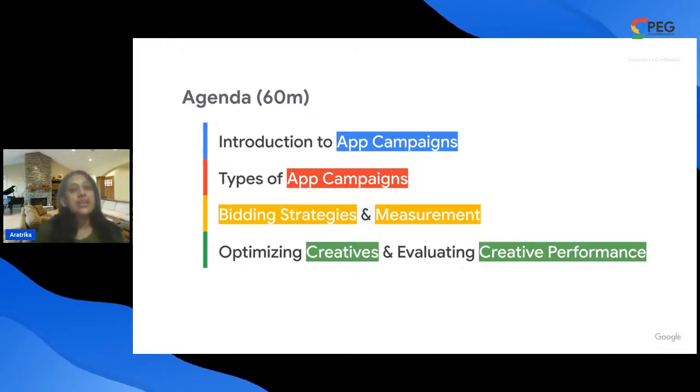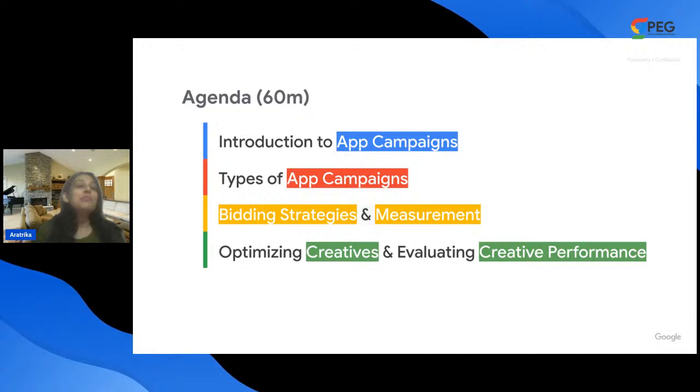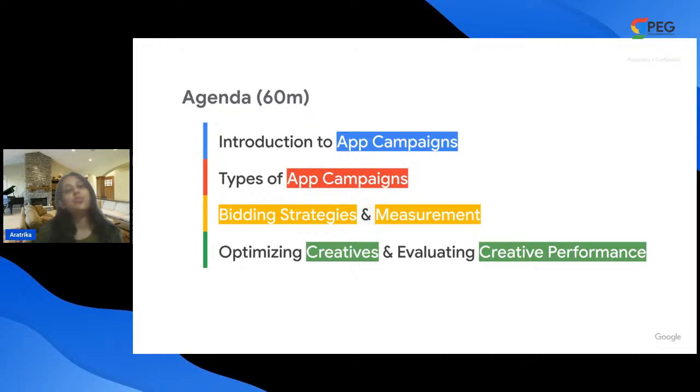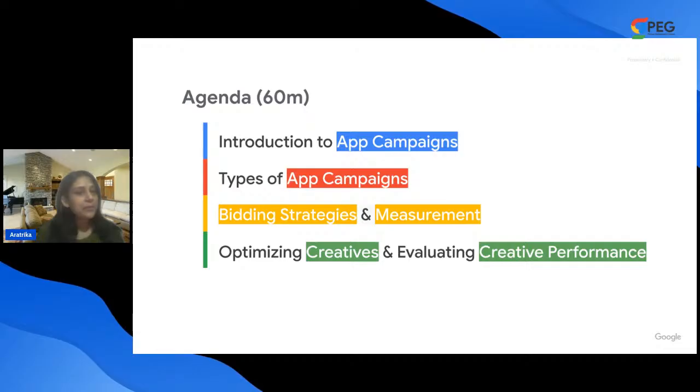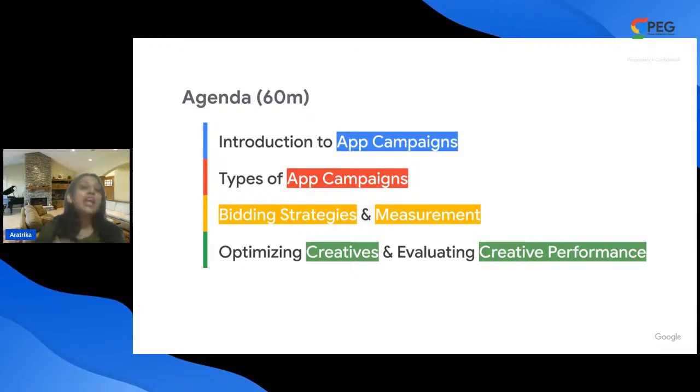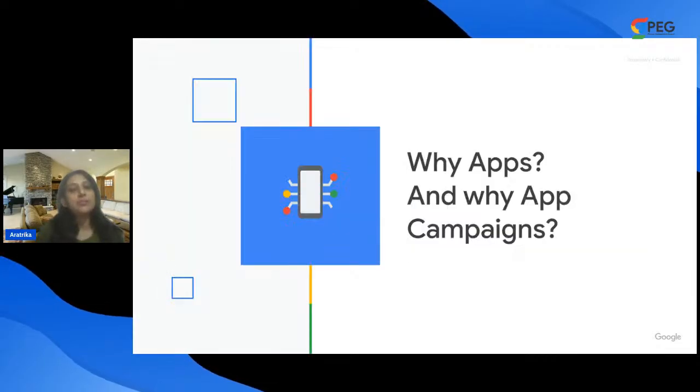Now, coming to the agenda of today's session, we will first give a quick introduction about app campaigns. We do understand that some of you might already be aware of what app campaigns are and how important they are, but there may be people who are just starting off with their app campaigns journey, and hence we would want to quickly give an introduction. We will also talk about the different types of app campaigns that we have through Google Ads. We will talk about the bidding strategies and measurement, and we will discuss the optimization of creatives and the evaluation of the performance of those creatives.